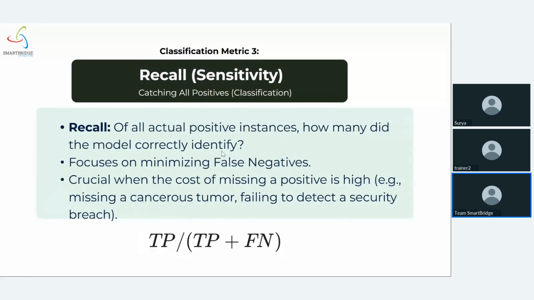The next metric that we're having is recall. Recall is also known as sensitivity or the true positive rate. It is the proportion of actual positive cases within your data that were predicted correctly. So recall is equal to true positive, that means it is actually positive and predicted positive, divided by all actual positives. So recall is true positive divided by true positive plus false negative.